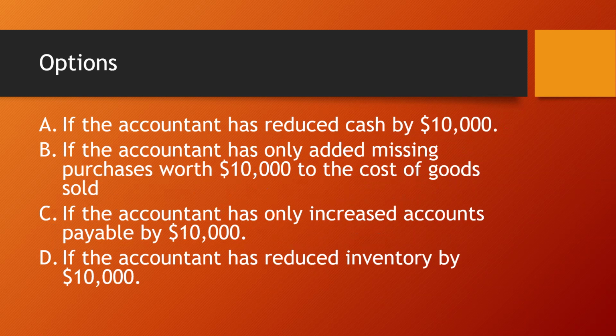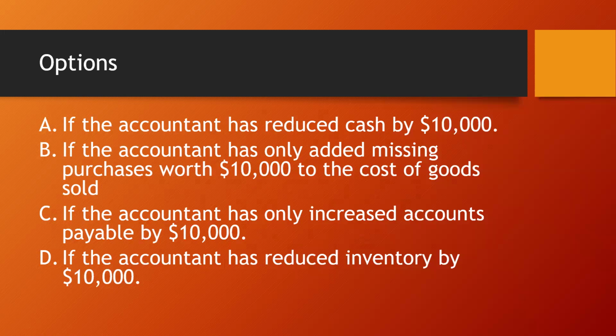If the accountant has reduced the cash. If the accountant has only added the missing purchase worth $10,000 to the cost of goods sold. If the accountant has only increased the accounts payable by $10,000. If the accountant has reduced the inventory by $10,000, this is the fourth option.